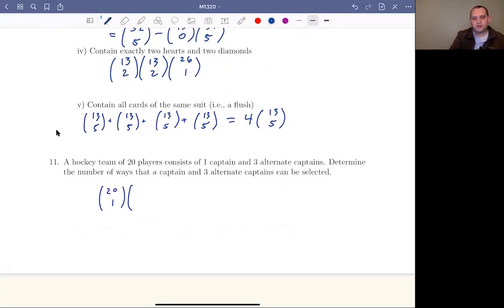Good. And then how many ways are there to choose 3 alternate captains? Well, how many choices are there for alternate captains? It turns out there's 19 because we can't use the captain. That's kind of a hidden assumption here, that a person can't be a captain and an alternate captain at the same time. So there's 19 players that we could choose to be an alternate captain, and we want to choose 3 of them. So 20 times 19 choose 3. This is an example that for the first time combined our use of combinations and the product rule for counting.